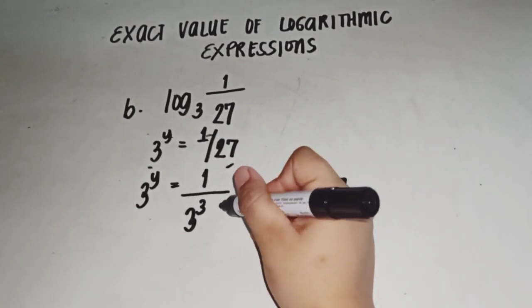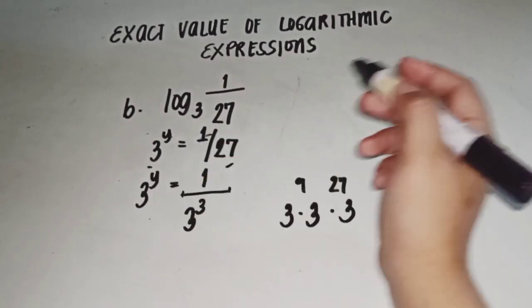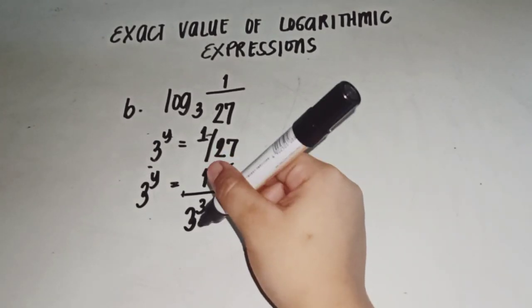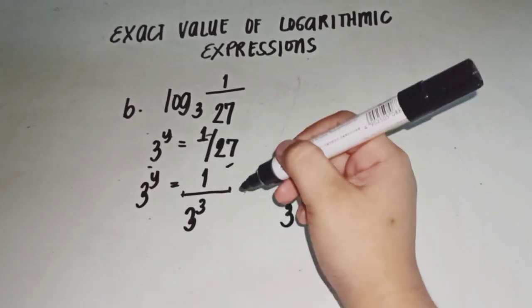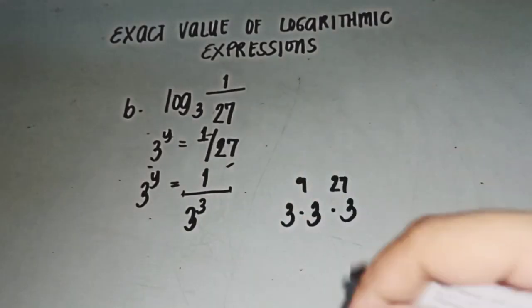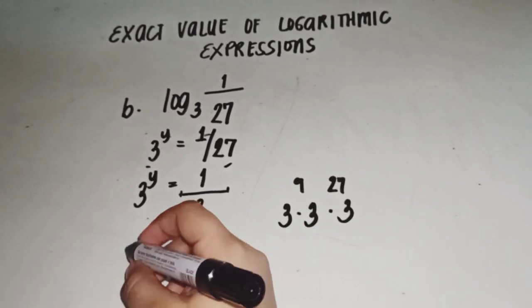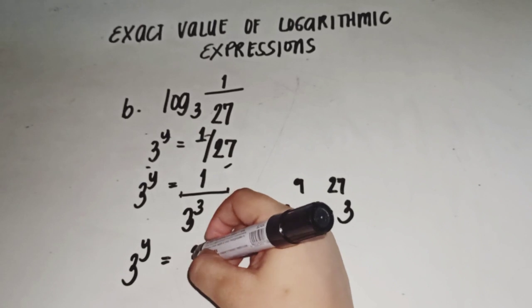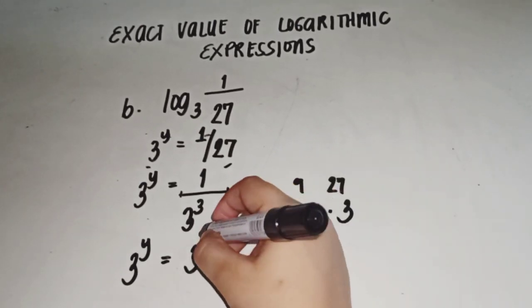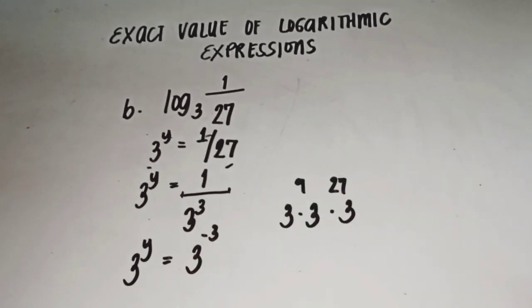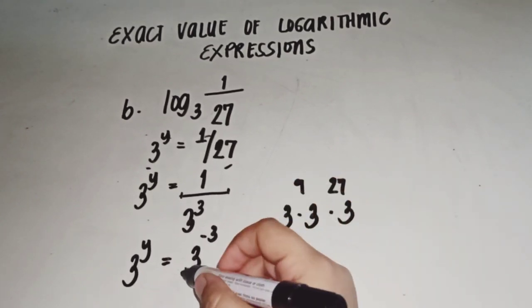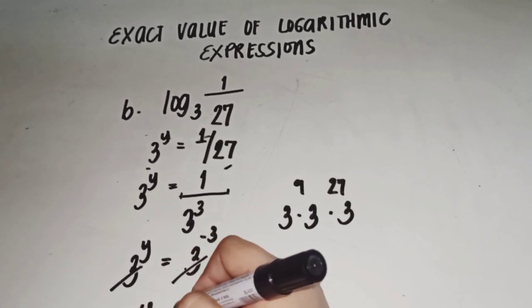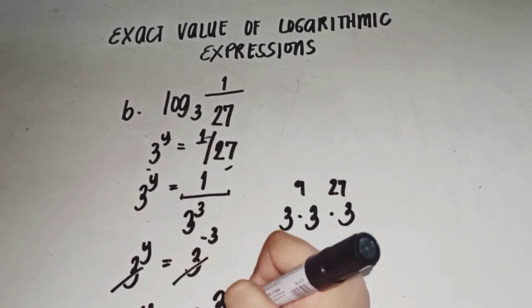So we can simplify this fraction as a negative exponent because we know that 1 over a number is equal to the negative exponent of that number. So 3 raised to y is equal to 3 raised to negative 3. Now we can cancel out our base 3. The answer will be y is equal to negative 3.